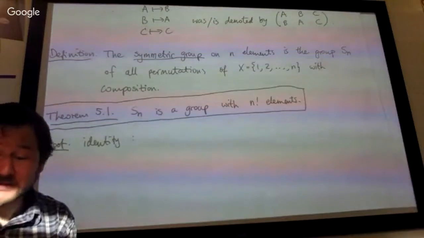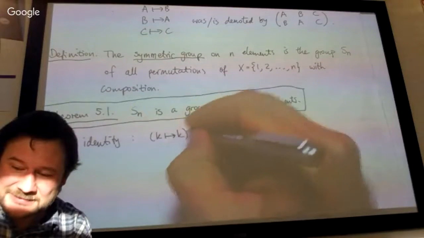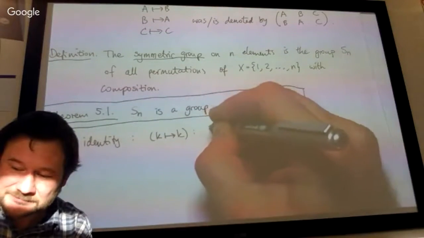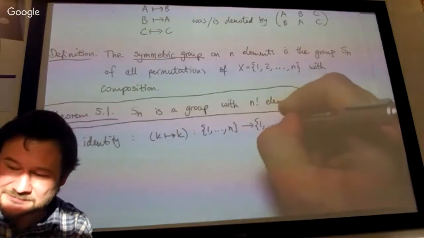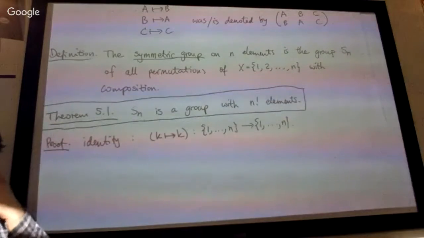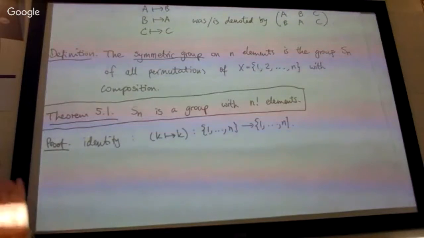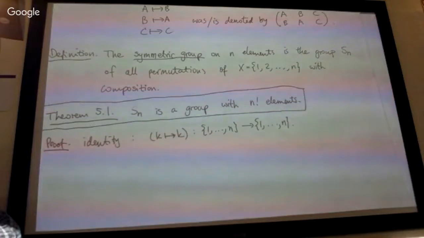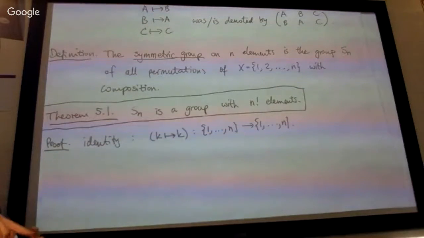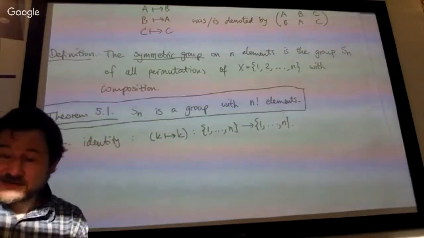Yes, exactly. So it is the mapping that maps every k to k, from 1 to n. If you compose this with anything, then the mapping you get is the one you started with, from both sides. Something that sends 3 to 7, and then 7 to 7. When you compose it, it still sends 3 to 7. So that is indeed the identity.